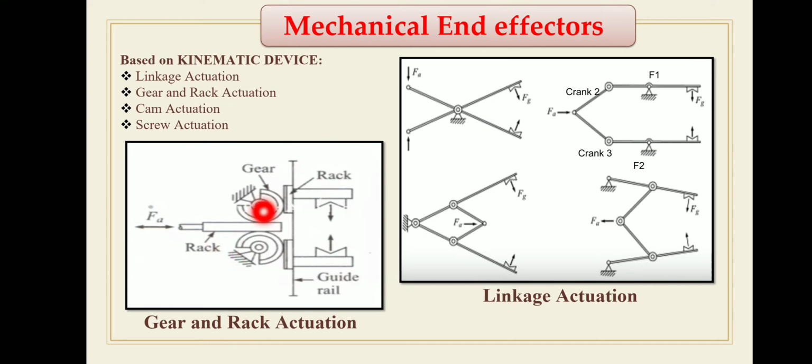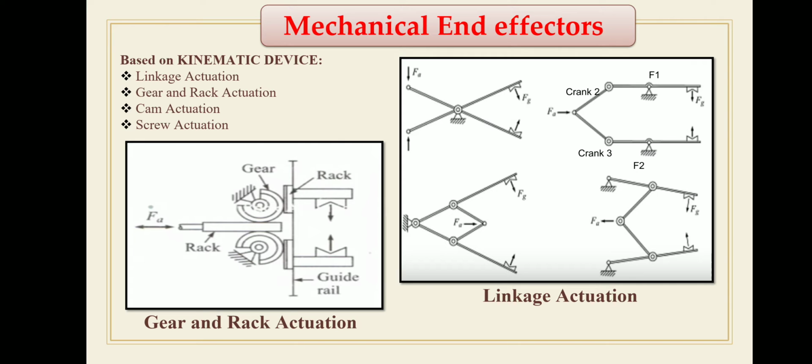It consists of two gears, gear number one and gear number two, and a rack is directly attached in between gear one and gear two. This is fulcrum number one, fulcrum number two, and these are the two fingers, finger number one and finger number two, and this is the guide rail. The figure shows the gear rack method for actuating a gripper.